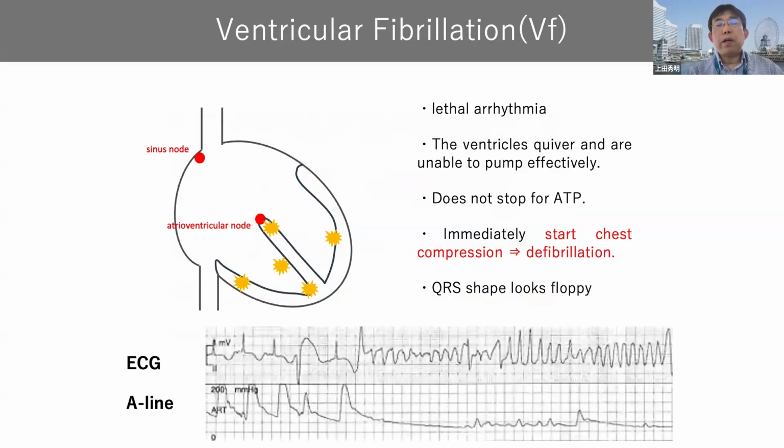Ventricular fibrillation is the worst. It's a lethal arrhythmia. The ventricles quiver and are unable to pump effectively, and it does not respond to ATP. So we should immediately start chest compression and then move on to defibrillation. The QRS shape looks very floppy, which means that the contraction does not move much.